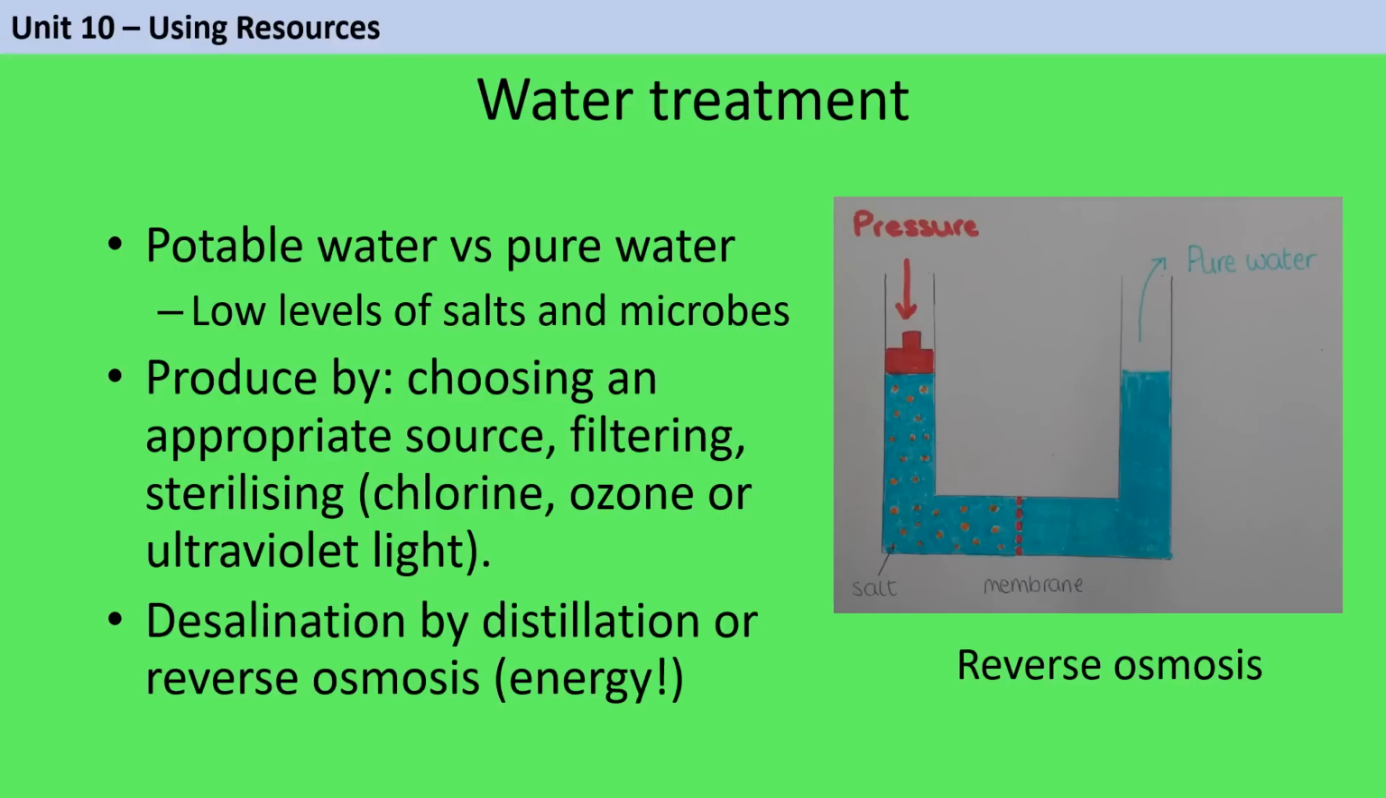In order to make potable water or drinking water from rivers and lakes, we start by choosing an appropriate source, then filtering it to remove solid matter and sterilising it using chlorine, ozone or ultraviolet light. We can also make potable water from seawater by a process called desalination, which means removing the salt, and there are two ways this can be achieved. Either we can distill it by heating it up until it evaporates, leaving the salt behind, or we can use reverse osmosis, where it's pushed through a membrane.